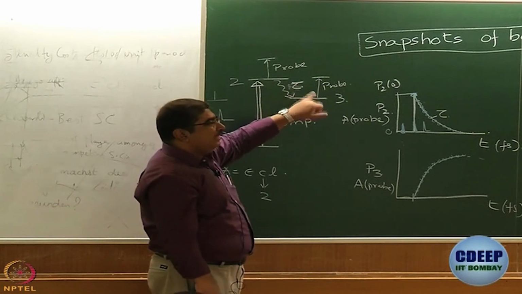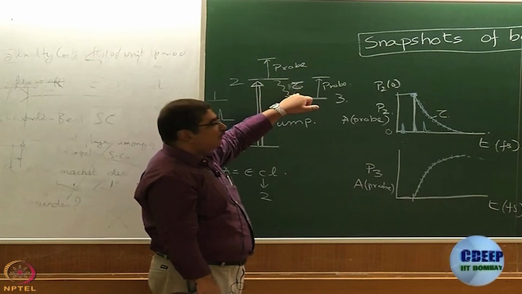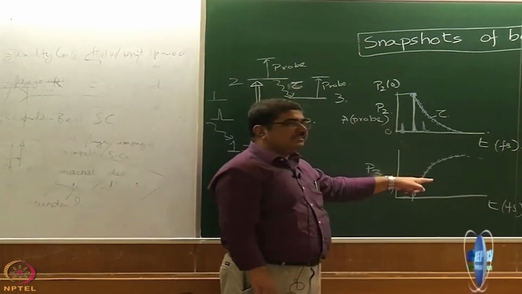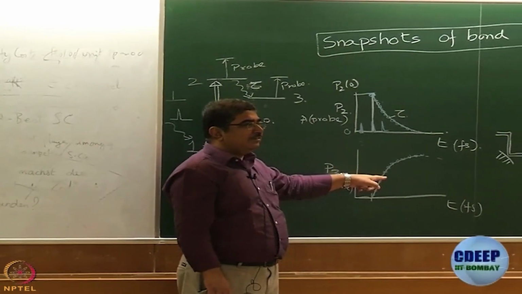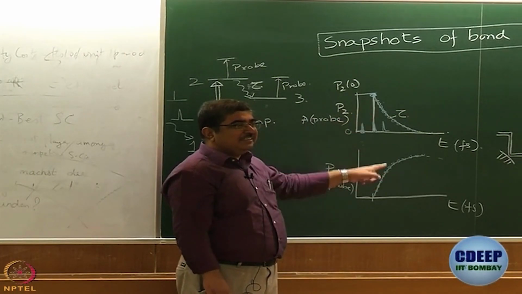Now, we are monitoring the population of CN. How will the population of CN evolve with time? Like this or like this?